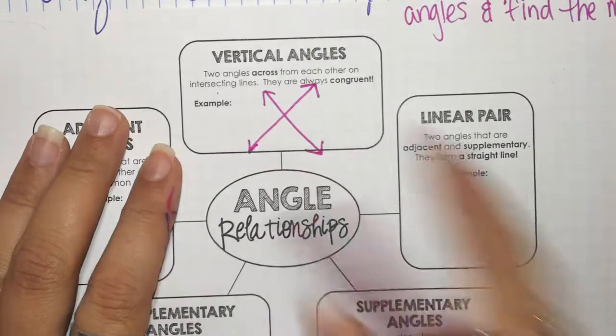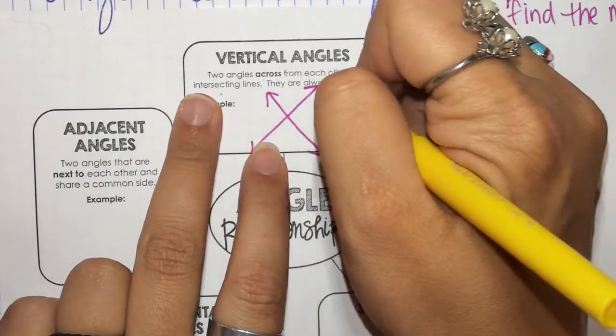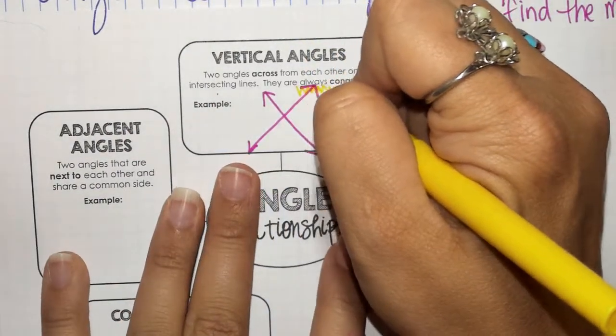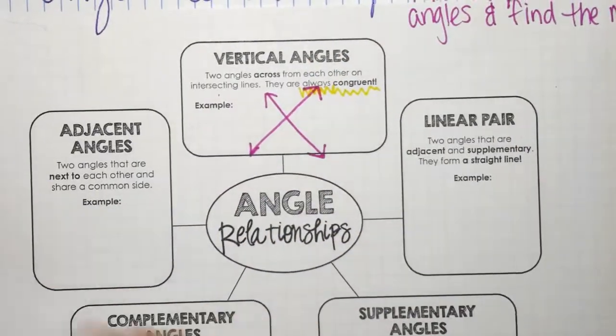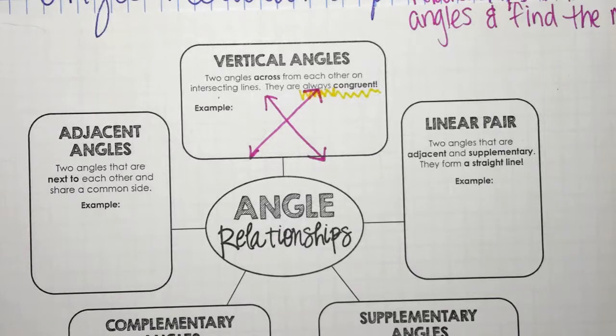They are always what? Highlight that, circle it, squiggle it, something, because that is very important. Always, always, always congruent. What does the word congruent mean? Same size and shape. They're equal. So if it's an angle, they have the same what? Look at you go. Take a point.